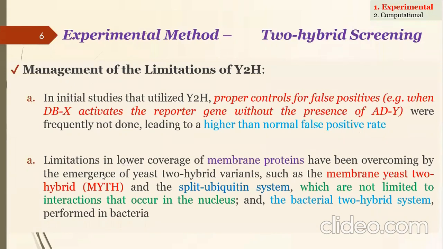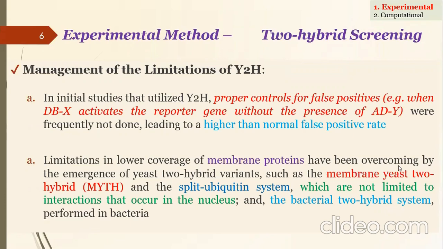And the second limitation, how to manage the limitation, is lower coverage of membrane proteins. The membrane proteins could not be covered because it is common sense that membrane proteins will be expressed on the membrane and they will not be present in the cytosol. So what to do with membrane proteins? They are not good candidates for a yeast two hybrid system. So what to do then?